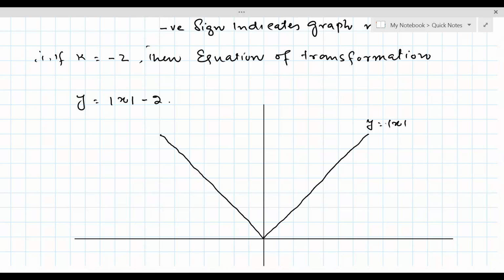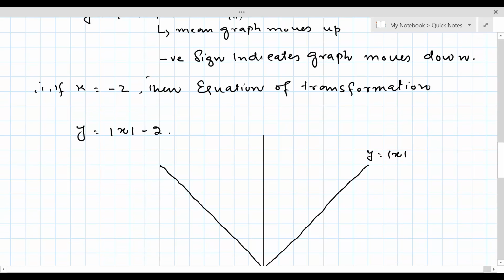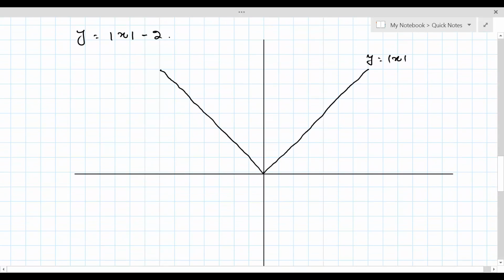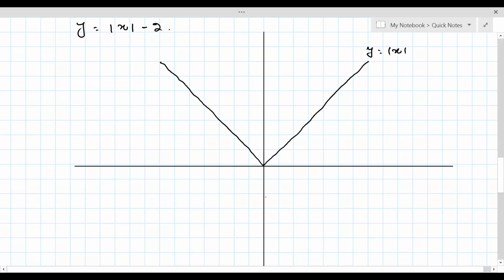And now y is equal to mod of x minus 2. This negative sign indicates the graph moves down. So we start from the vertex which is 2 units below the base graph, and keeping the shape just the same way, let's do this graph, and on the other side, same way, we can draw the shape of the graph like this.